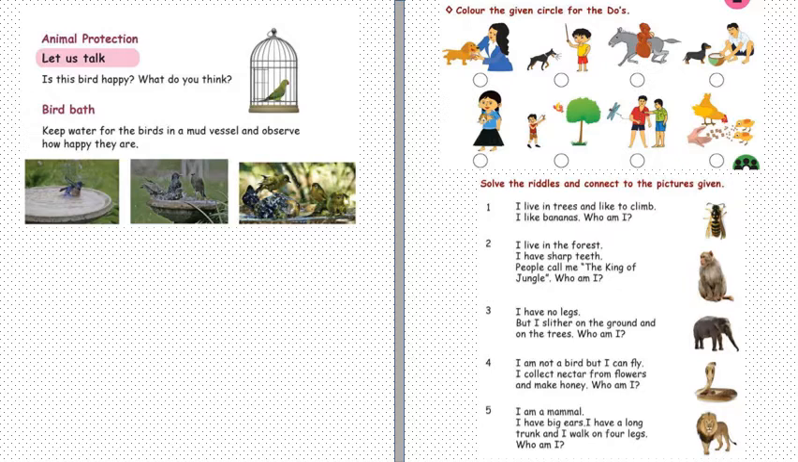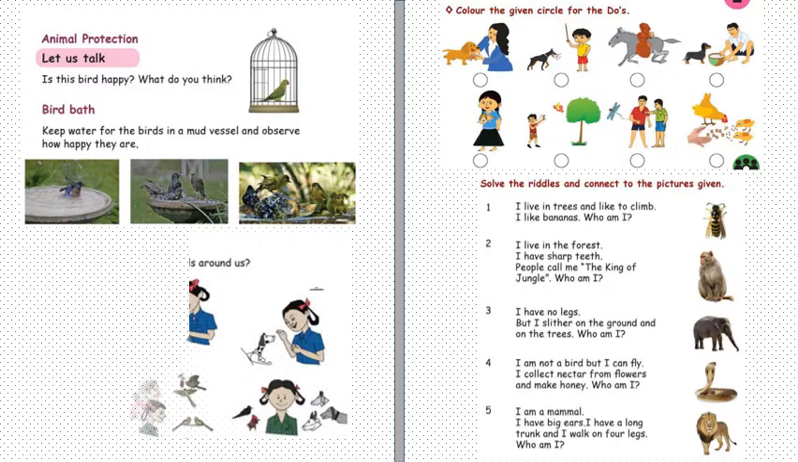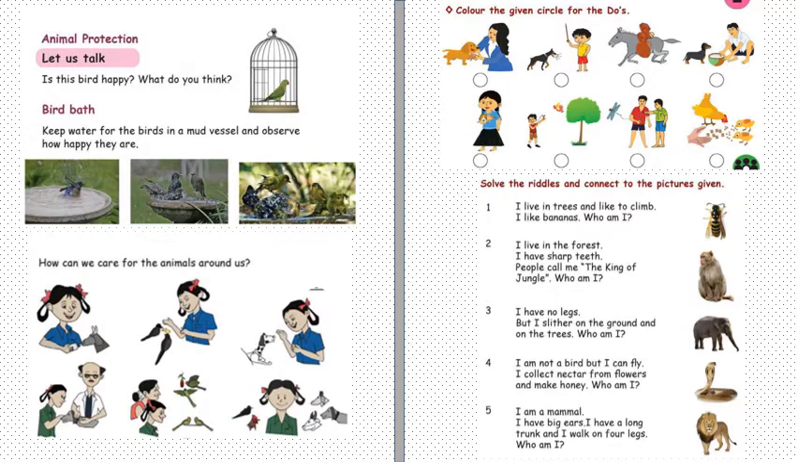Then we have bird bath. So basically some people who really love birds, they keep water in big mud pots, especially during summer, and they keep the feed also in the bird feeder, and the birds come in, they drink water, they have a bath, they play happily in the water and they enjoy it. Here, how can we care for animals around us? So we can feed them, we can take them to the vet, and leave the birds in the open and do not cage them.